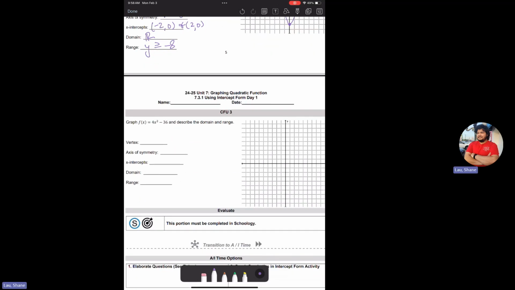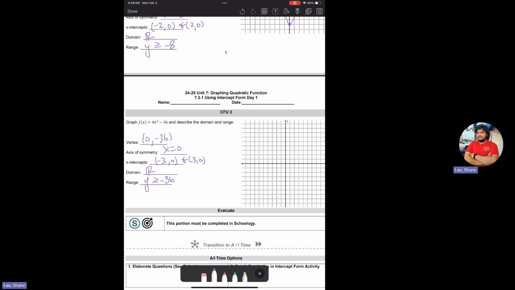Go ahead and try the CFU3. Okay, come on back if you haven't done so already. Here, I'm going to go ahead and show you the answers. We get all of our stuff from Desmos. You're just about done.